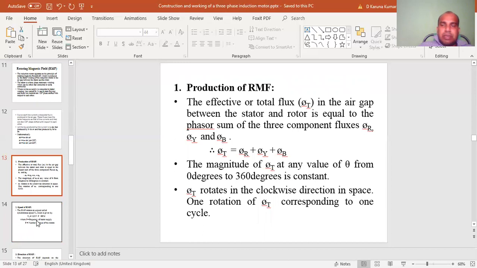There are three important points of the rotating magnetic field. The first point is that the total flux in the air gap between the stator and rotor is equal to the phasor sum of the three component fluxes. This means the total flux phi T equals the sum of the component fluxes of the phases, phi R, phi Y, and phi B. The magnitude of phi T is constant for any value of theta from 0 degrees to 360 degrees. The magnitude is constant, which determines the speed of the motor. Phi T rotates in the clockwise direction in space, and one rotation of phi T corresponds to one cycle.